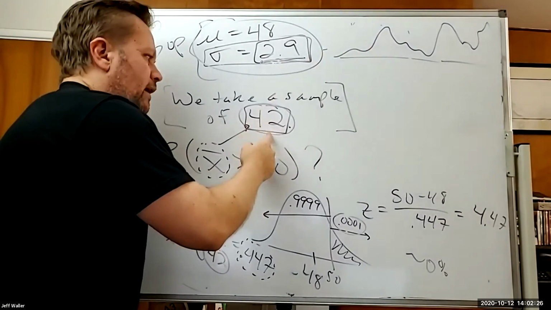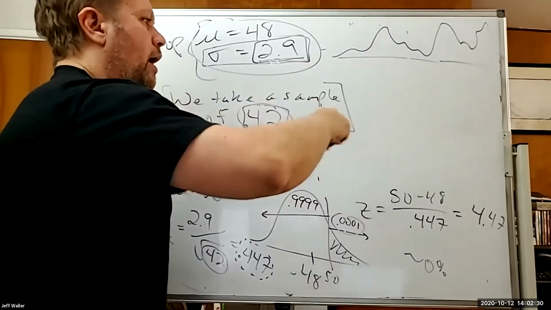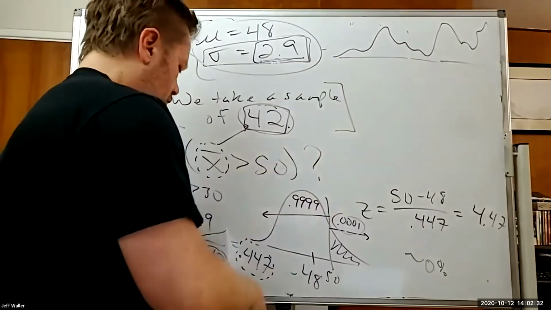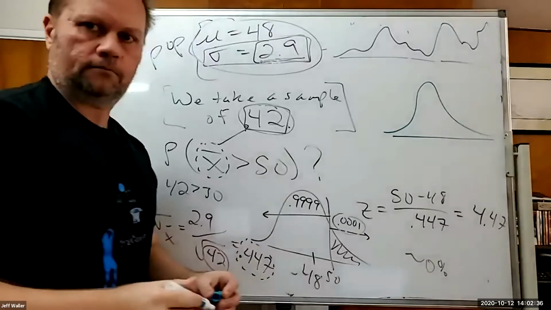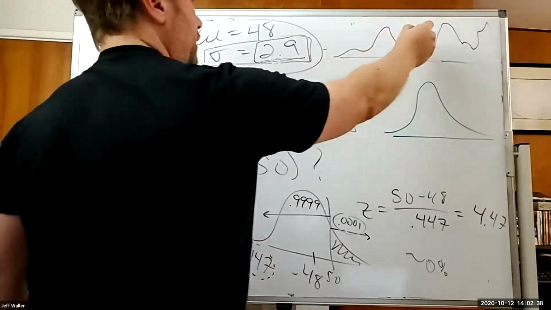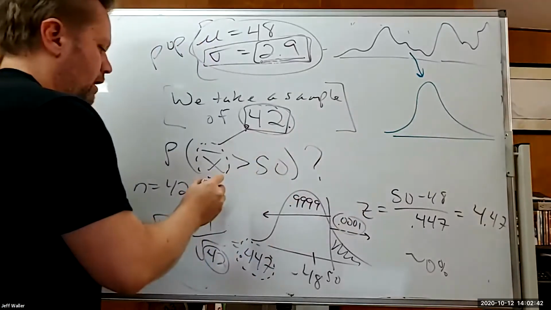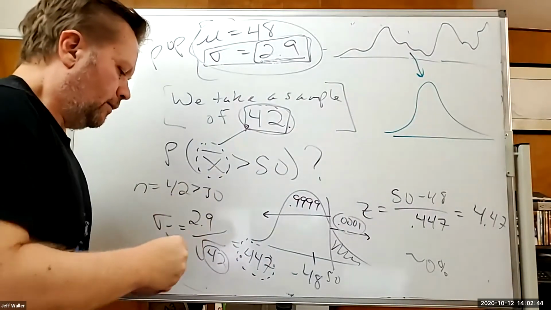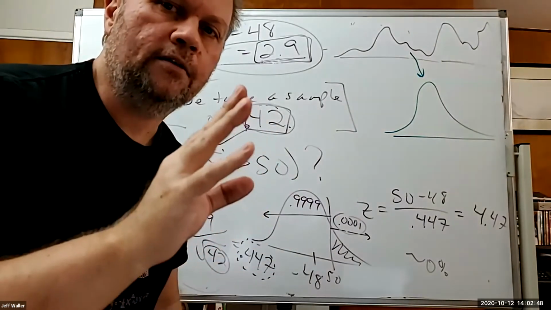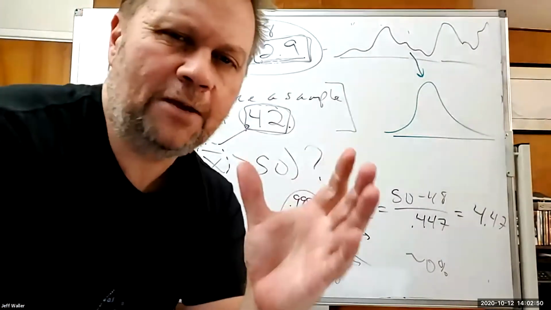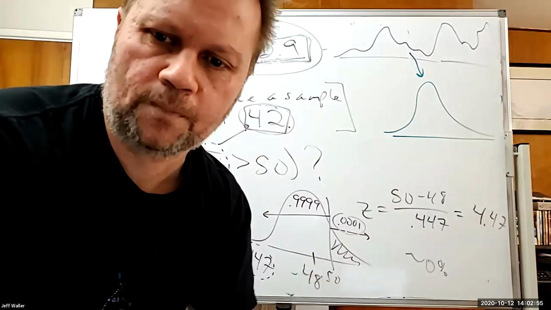But the minute I take samples greater than 30, if I were to plot all of them, it would turn out normal. So I go from weird to normal the minute I'm over 30. In fact, the prettier it starts off as, the less sample size I need until it becomes normal, but we just make it 30 just to be sure.